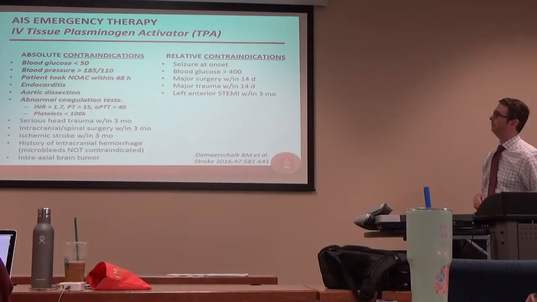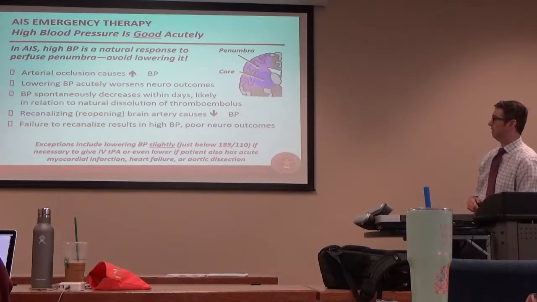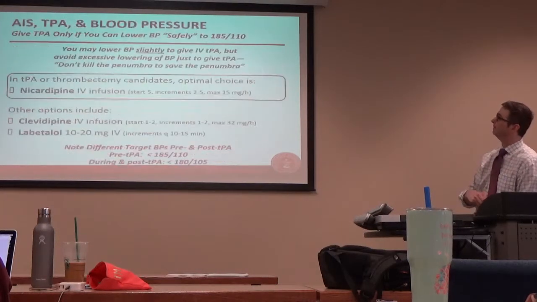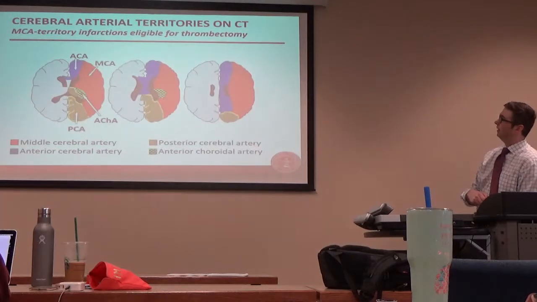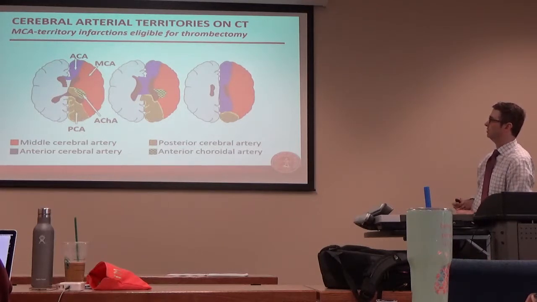Absolute contraindications are on the left. Relative contraindications are on the right. I'm going to try and move a little bit faster because I want to touch on some other stuff beyond these slides here. Just know that the high blood pressure is good in acute ischemic stroke. Again, get TPA only if you can lower BP safely to 185 over 110. Here's the artery territory infarcts on CT. Red's the middle cerebral, blue's anterior cerebral artery. The yellow and black shaded posterior cerebral, and then the checkerboard is the anterior choroidal artery.